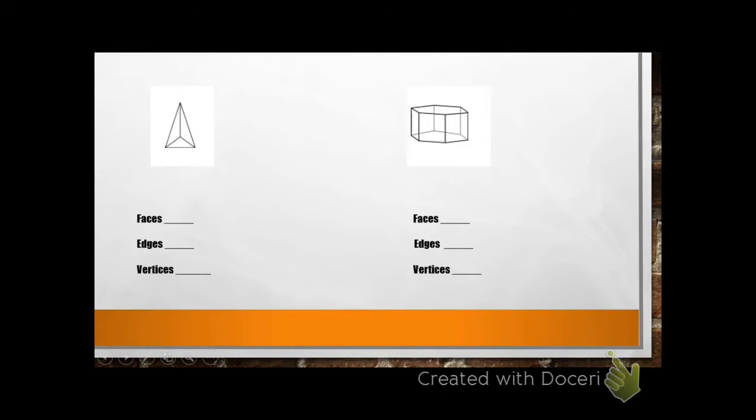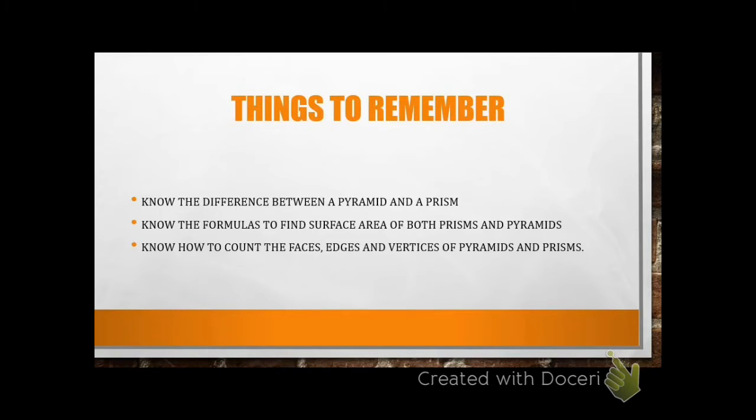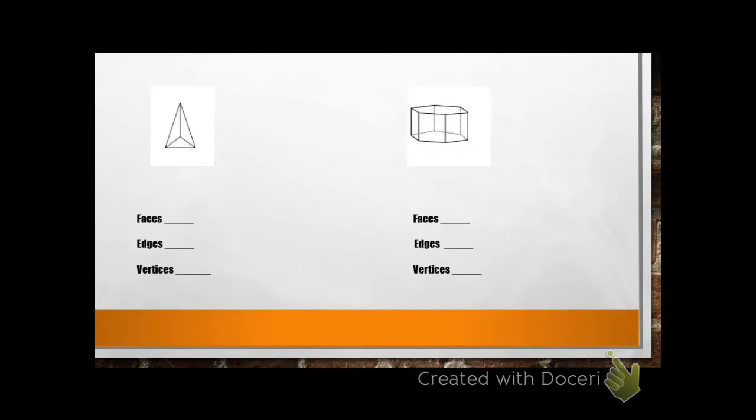All right? Know the formulas to find surface area of both prisms and pyramids. Know how to count the faces, edges, and vertices of pyramids and prisms. If you don't know how to count those, then you won't be able to figure out surface area. All right, so those are all important things. So let's go ahead and start off by counting faces, edges, and vertices.